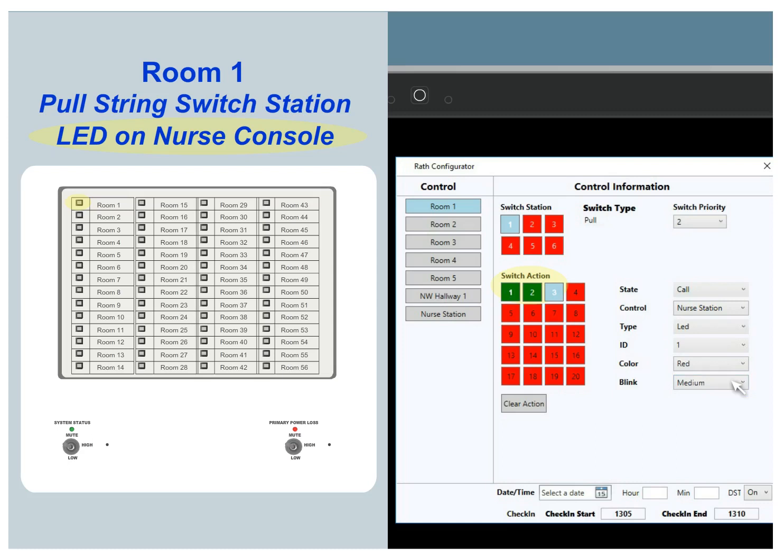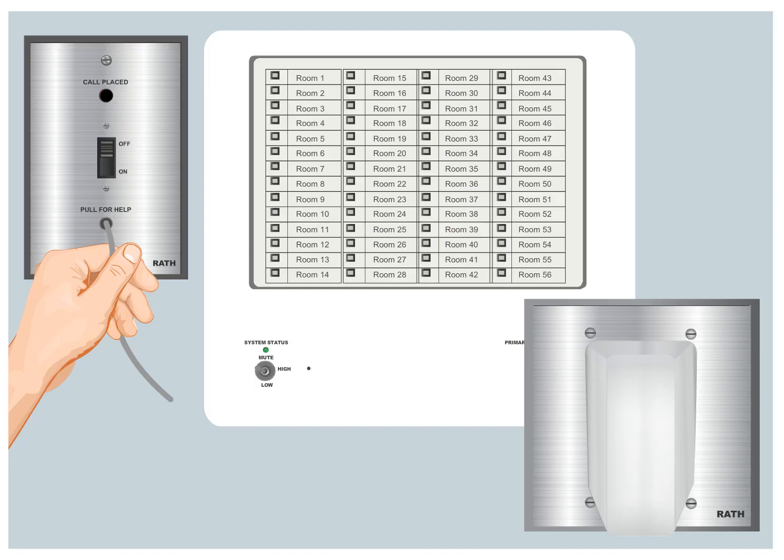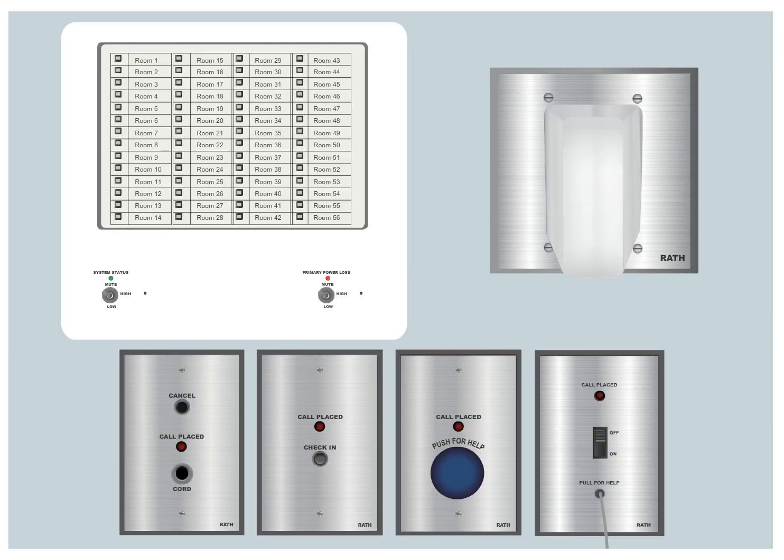In order to save the action, you must click the next sequential number, 4 in this example. The previous numbers will turn green to verify that the action has been saved. Now, when activated, the LED will light on the pull string station in Room 1, on the Smart Dome light, and at LED 1 on the nurse console. This process is repeated for all switch stations which have a desired action beyond the defaults.